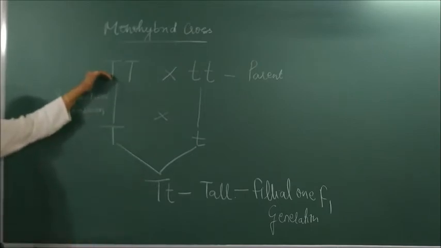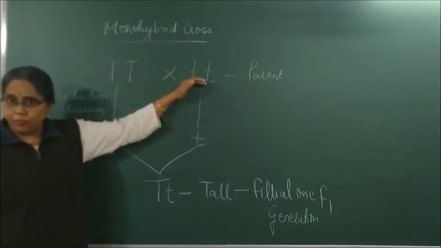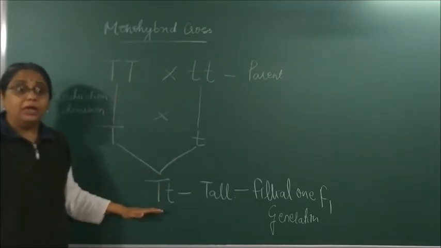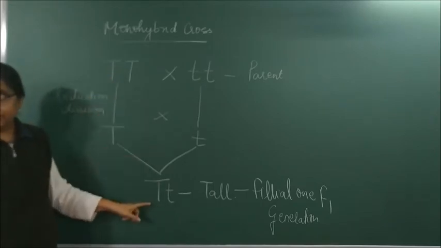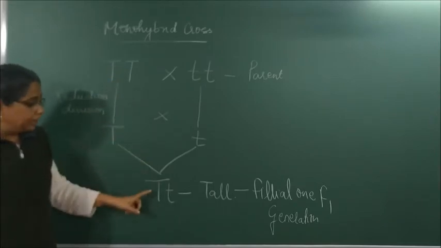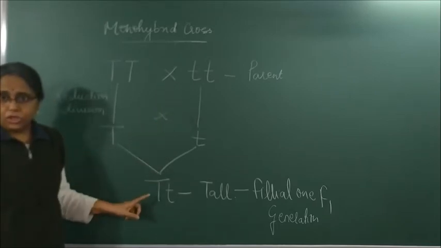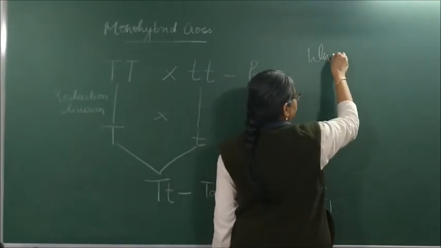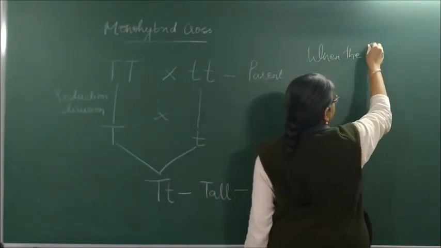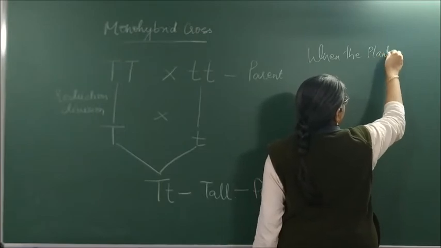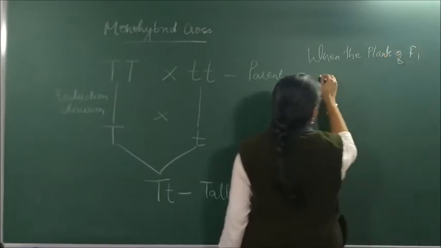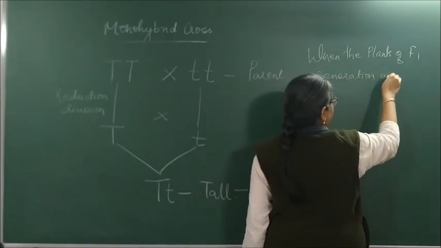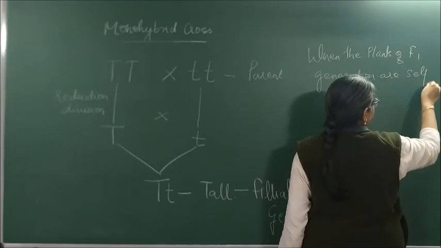When you take a pure tall plant and cross it with a pure dwarf plant, it gives two genes. In the first generation, all plants are tall, but they are not like their father or mother. All plants are tall, but they have even genes of shortness. Now see, when the plants of the F1 generation are self-crossed.